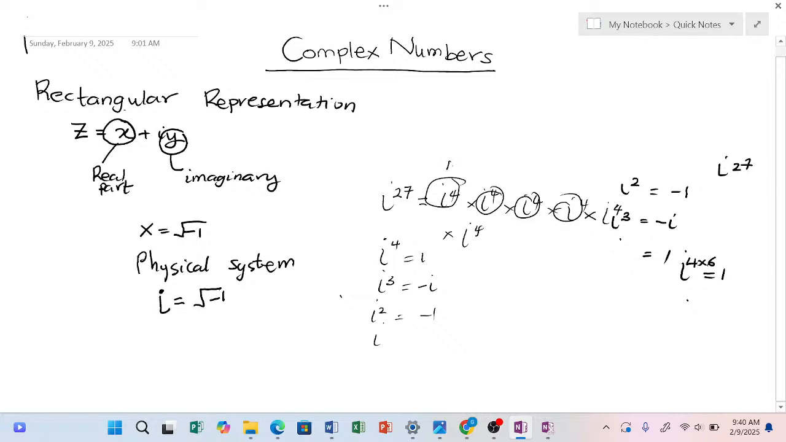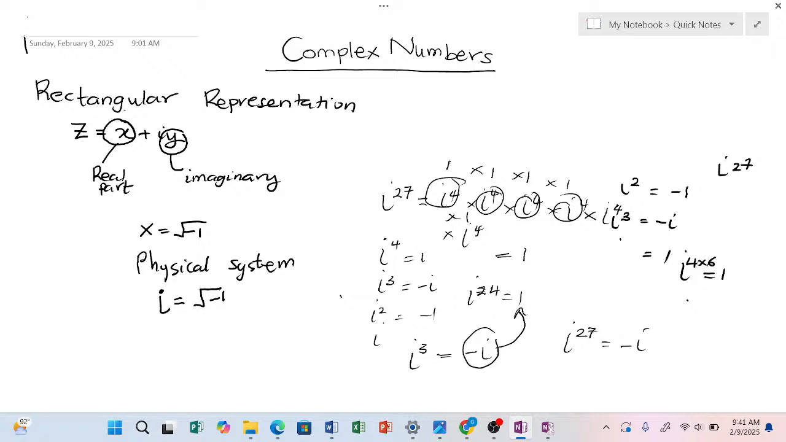Now, this is 1 times 1, times 1, times 1, times 1, and that is 1. So i to the power 24 is 1. But we are left with i to the power 3 to make it 27, and we know that i to the power 3 is negative i. So we just multiply this, and i to the power 27 is equal to negative i. As simple as that.